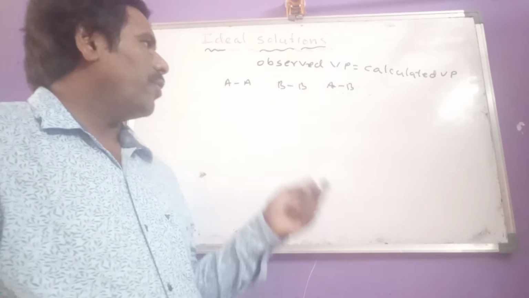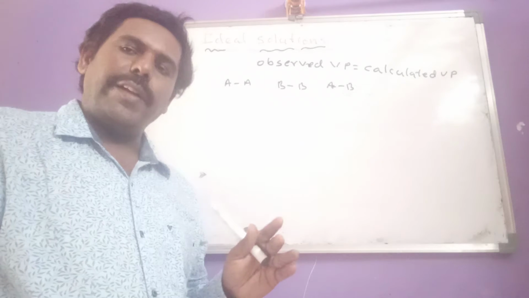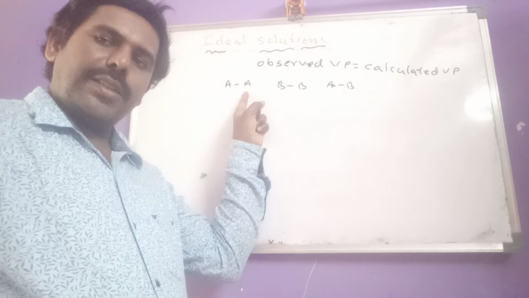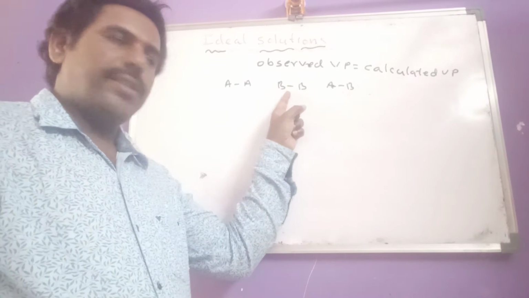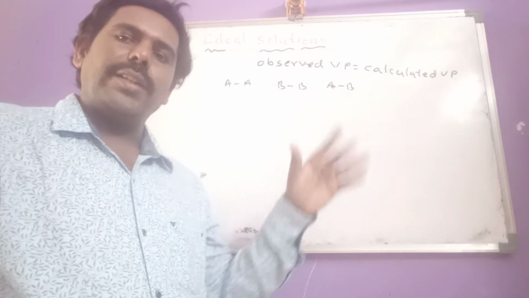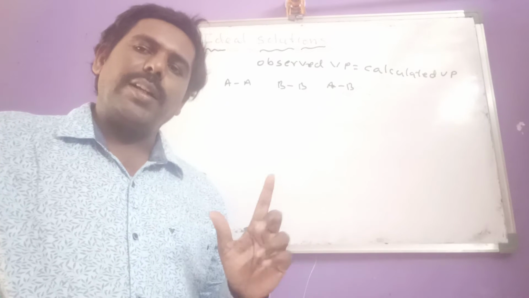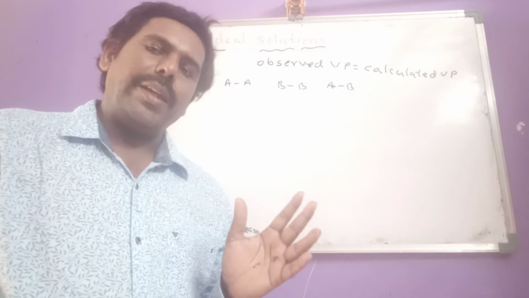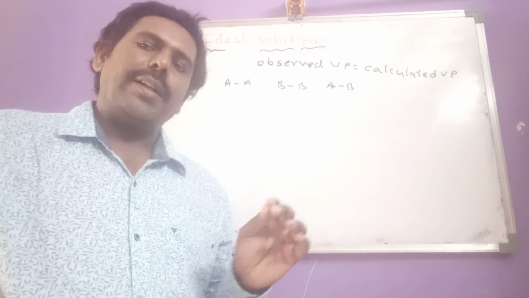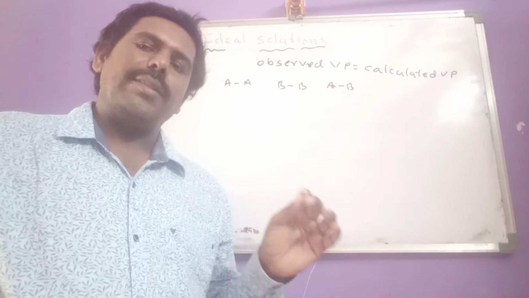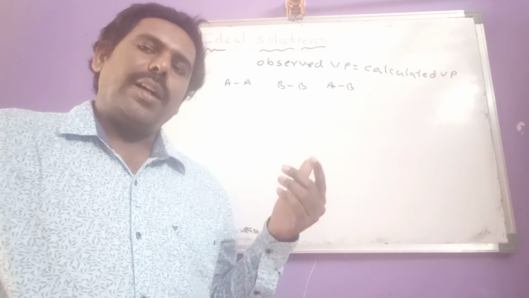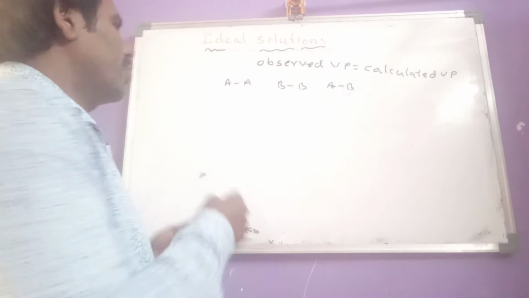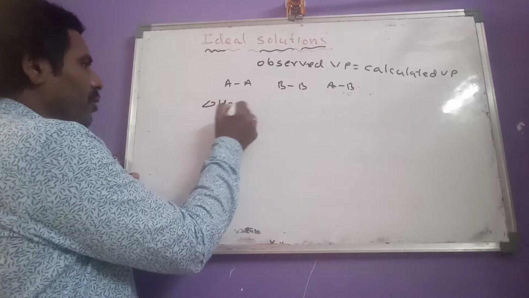See here. The first one: if you consider two liquids or any two components A and B, then AA interactions, BB interactions, and also A and B interactions will remain the same. That is one condition. And the second condition: the two components A and B should have similar chemical structure and similar chemical size. Then only we can expect this type of behavior.